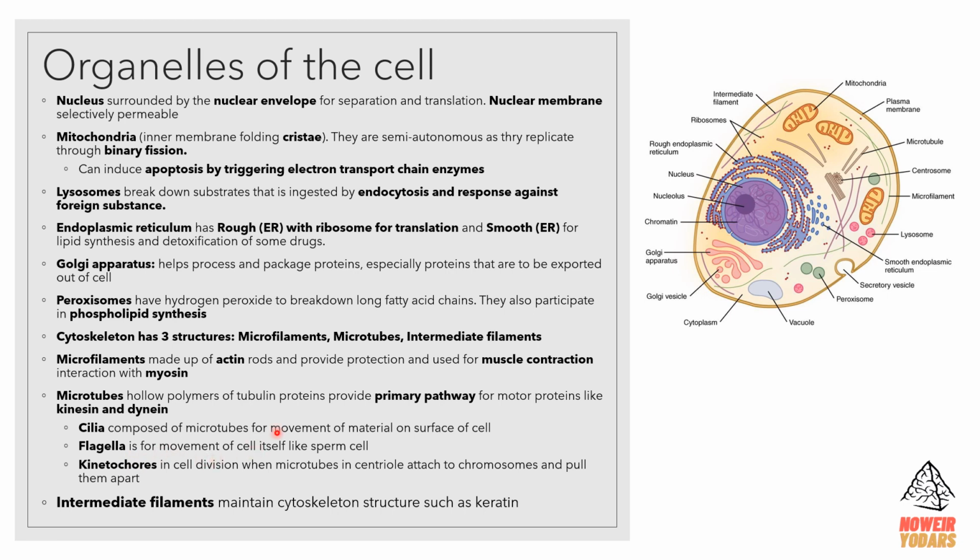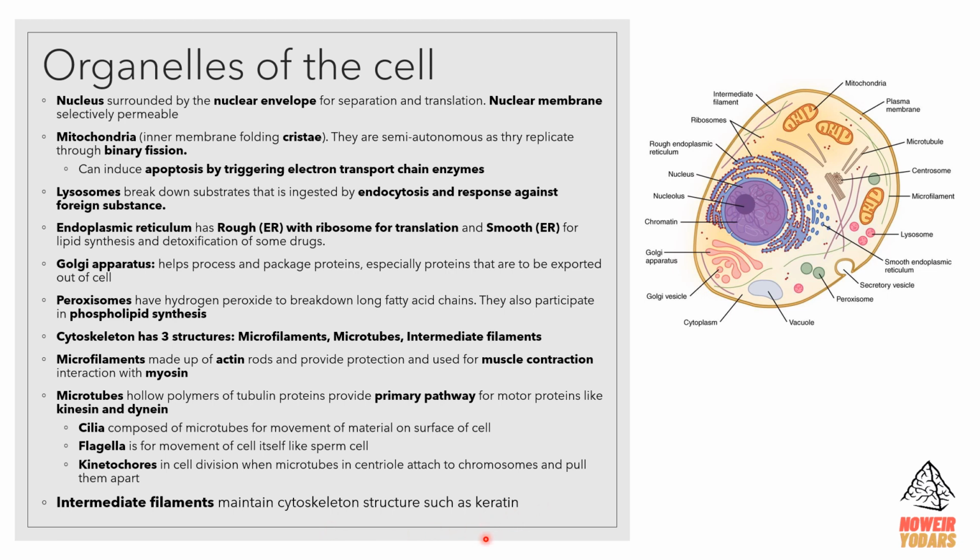So cilia is composed of microtubules for movement. Flagella is the movement for things like sperm, and kinetochores. So the division where microtubules attach to the central cell, that's meiosis and mitosis. The way to remember microtubules is basically motor proteins and movement like kinesin and dynein, and cilia, flagella, and kinetochores are where microtubules can be found.